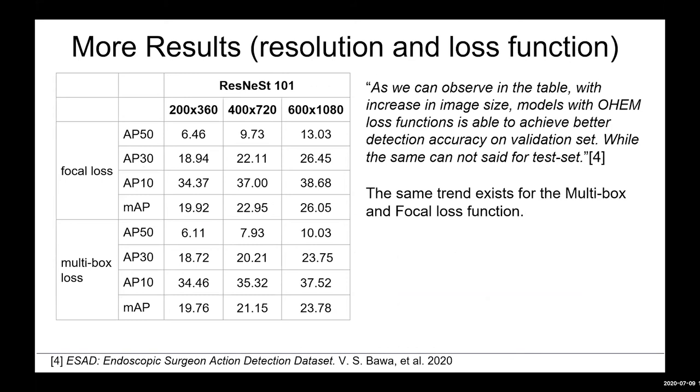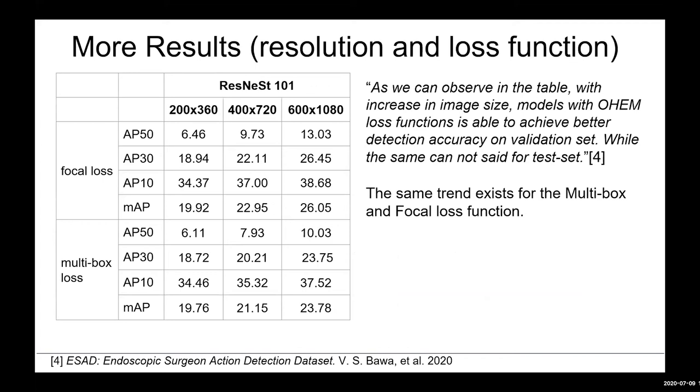In addition, we conducted experiments to find out the proper input image size and loss functions. We selected the image resolution with 200, 400, and 600. Both focal loss and multi-box loss were tested. As we expected, the focal loss did a better job because of its capacity of handling the imbalanced classes.